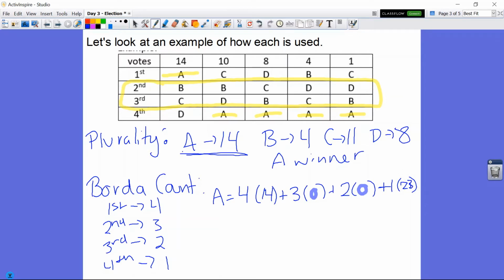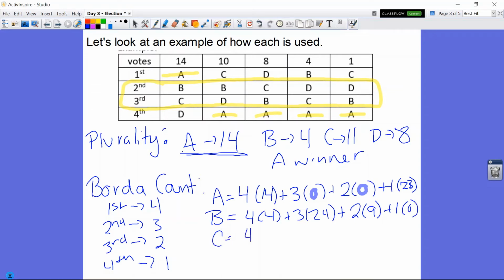Okay, so I'm going to go through and just do the rest really quickly since we talked in detail through this one. So for B, they're going to be in first place 4 times. They're going to be in second place 24 times. They're in third place 9 times. And in fourth place, never.